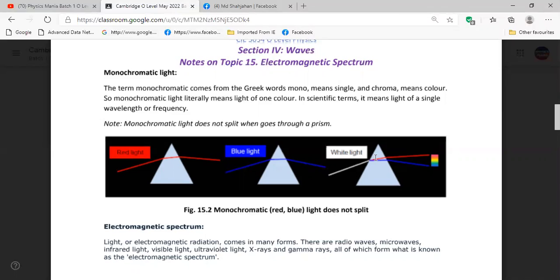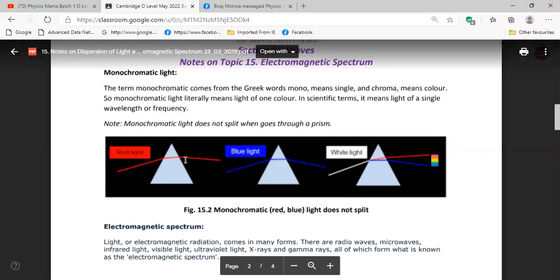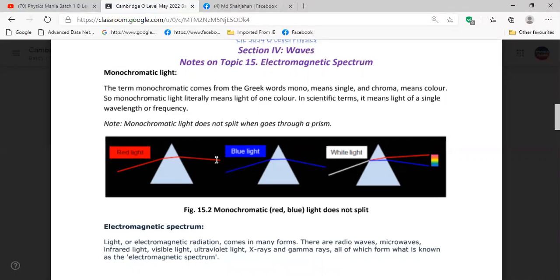They are bending according to their wavelength. Look, the red one, when it's going through the prism, the bending is less, right? But the blue one, you see, the bending is more. It's going down, right? So the bending will follow the wavelength, but it will not split.